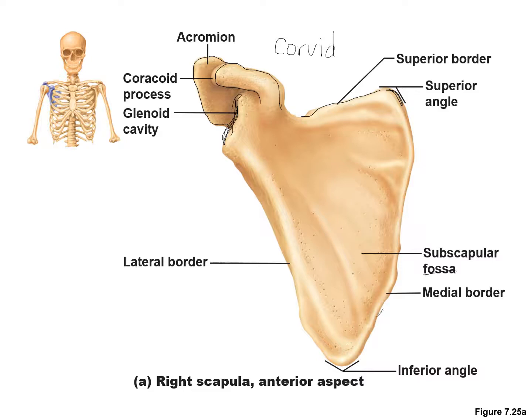The medial border, remember that medial means towards the midline of the body. And you can remember this, of course, by looking for this glenoid cavity. You know that the head of the humerus is going to be articulating right here, so that has to be the lateral side because your arm is out to your side. So the opposite border is going to be the medial border. This is the inferior angle. And then the lateral border, again, you're going to know that this is the lateral border because it's going to be on the same side as the glenoid cavity. So that is the right scapula, looking at it from an anterior view.